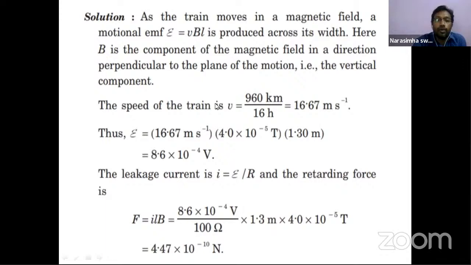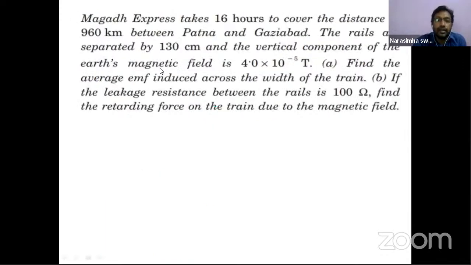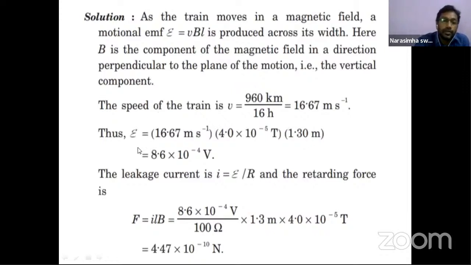1.30. Why? It is given in centimeters, 130 centimeters. Convert that into meters. So simplify this, you'll get potential difference 8.6 into 10 power minus 4 volts. So this is the induced EMF.